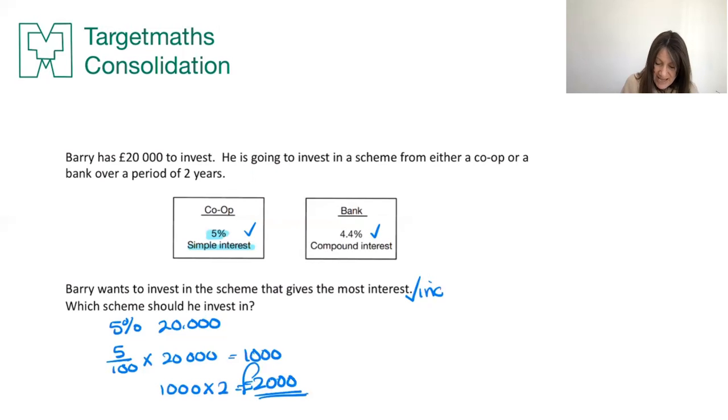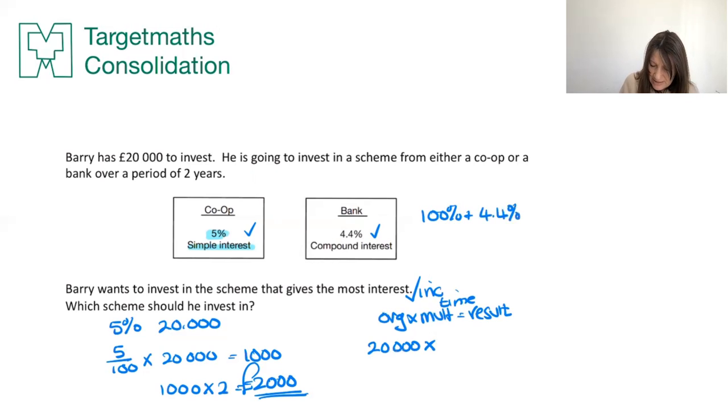All right, now the bank, it's compound, so it's repeating over time. So it is going to be the original times multiplier equals result. It has got that power of time as well. So the original is 20,000. Now my multiplier, I've got 100% plus 4.4%. So that's going to be 104.4. Now that's as a percent.